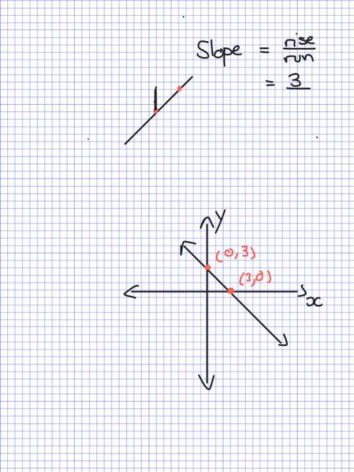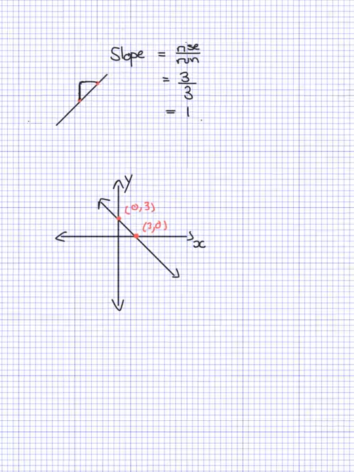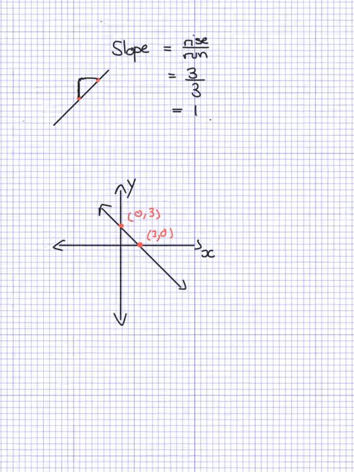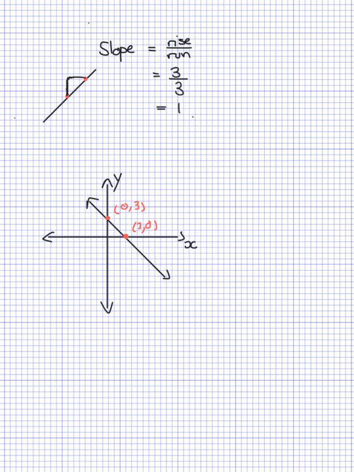Now my run is how much I go across. So that's going to be 1, 2, 3 again. So this happens to be 3 over 3, which is equal to 1. And that's probably how you've calculated slope previously. But we can actually calculate the slope a little bit more mathematically than that. If we have a look at this graph down here, we could do slope in the exact same way. So slope equals rise over run.